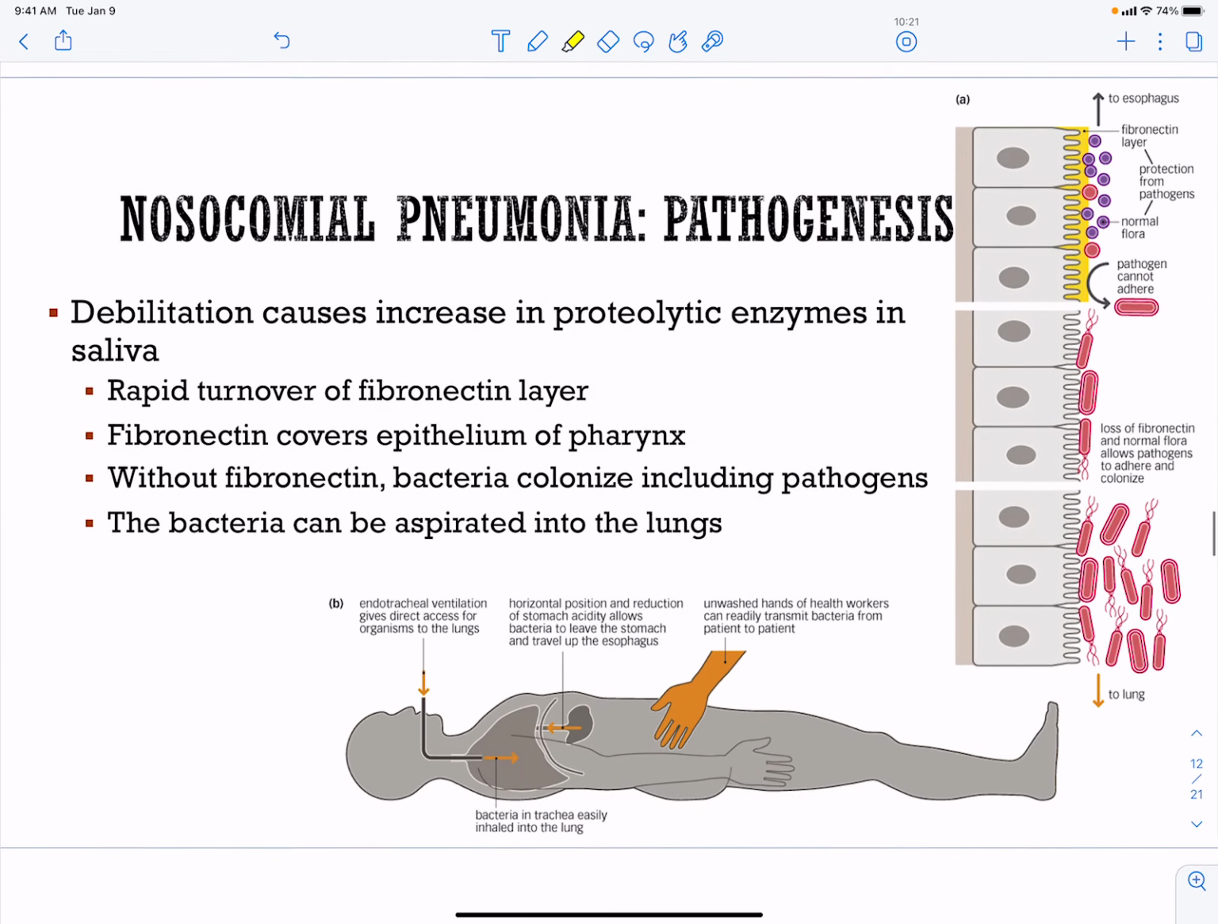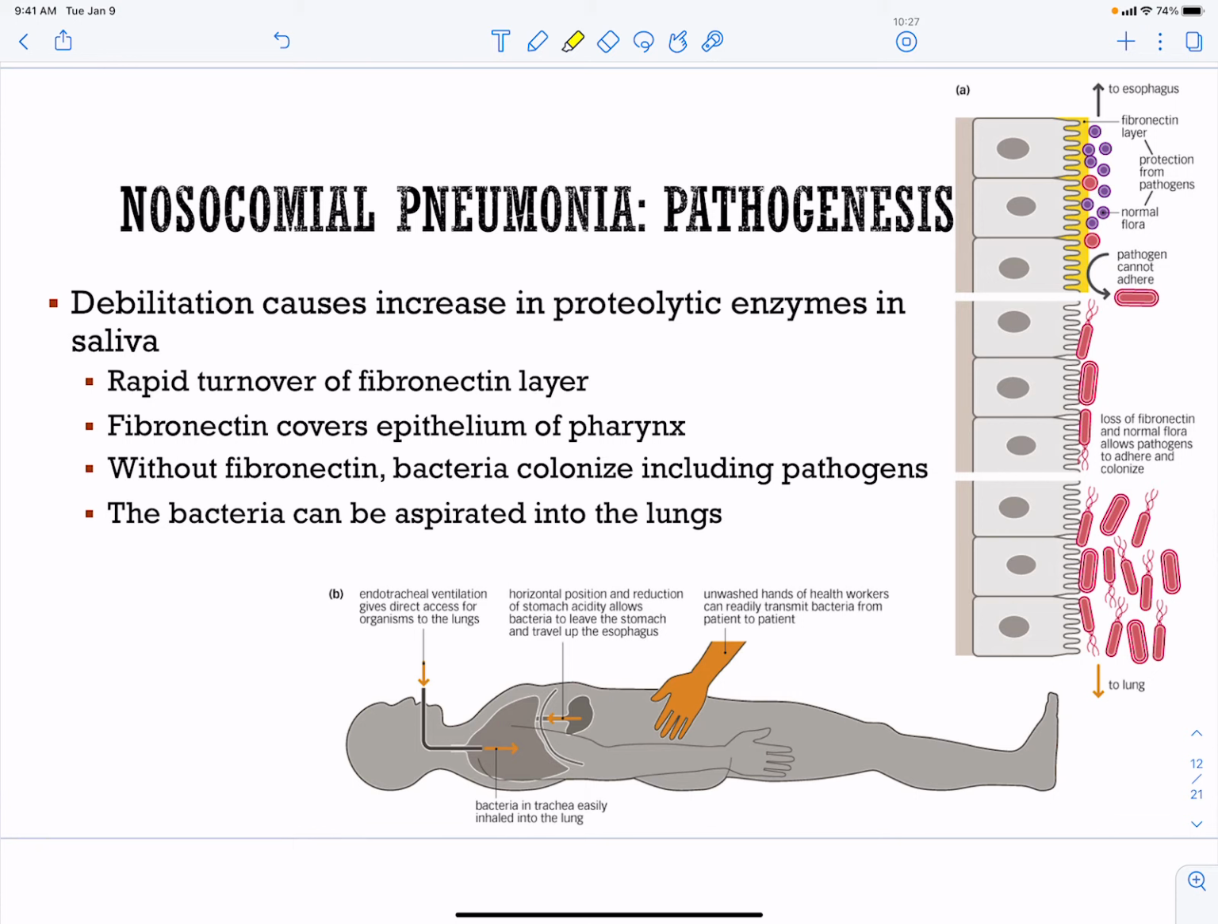Now, another important one is our hospital-acquired or nosocomial infections with respect to people who are debilitated in hospitals. So people who are debilitated, meaning that they're laying down for a long period of time, you're going to have an increase of enzymes in the saliva. And this increase of enzymes in the saliva are actually going to attack the patient's own protective layers. So you're going to have fibronectin turnover. And fibronectin is important in protecting the pharynx. And so bacteria are able to move in as the fibronectin is getting broken down. And then the bacteria, as they move in, are able to get further into the lungs.